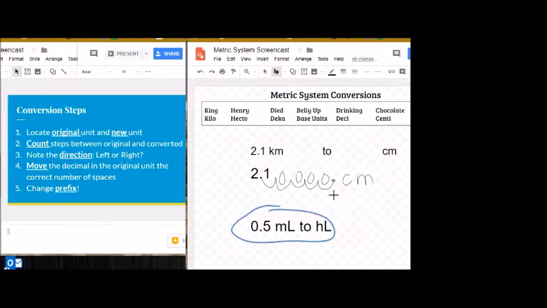Your correct answer should be 0.000, two more 0s, and then a 5. And we are converting to hectoliters. So that should be my new answer here. So 0.5 milliliters is equal to 0.000005 hectoliters. If you did not get that correct answer, go back and try it again, see where you messed up at.